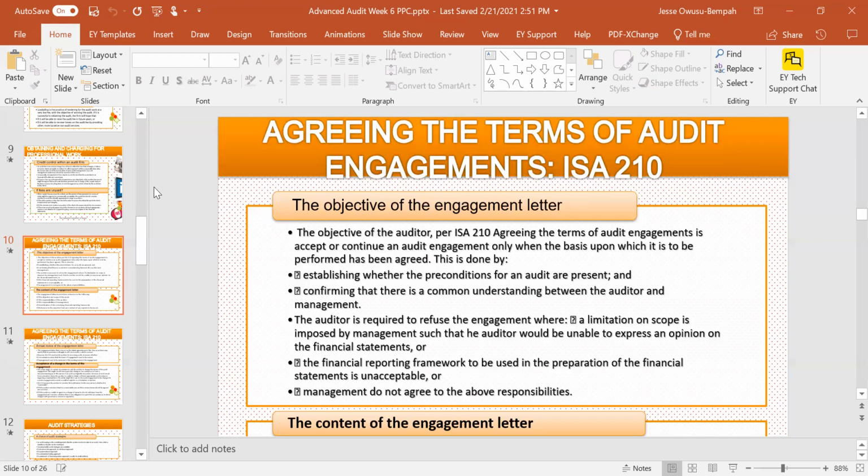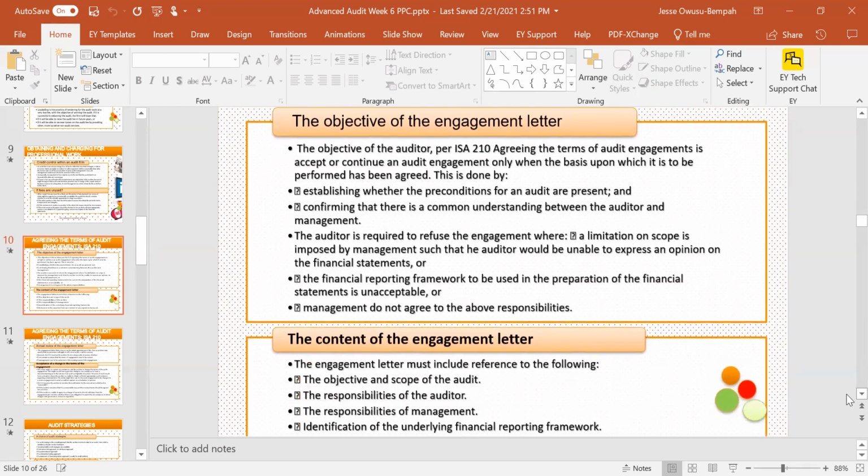Or the financial reporting framework to be used in the preparation of the financial statements is unacceptable. So the auditor can refuse the engagement when the reporting framework is totally unacceptable. The auditor can also refuse the engagement when management does not agree to the above responsibilities. What do you mean by above responsibilities? The correct reporting framework must be used, and management must also provide evidence. If management does not want to provide evidence, how does the audit work get done? It becomes difficult to do the audit work. So this is very, very important to understand. So the auditor can refuse the engagement on that basis.